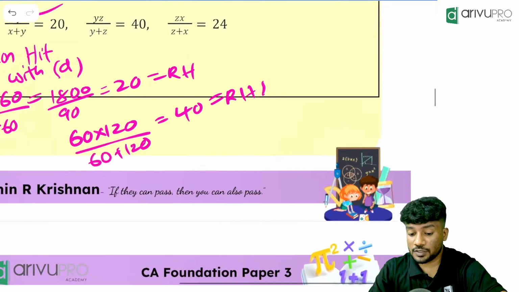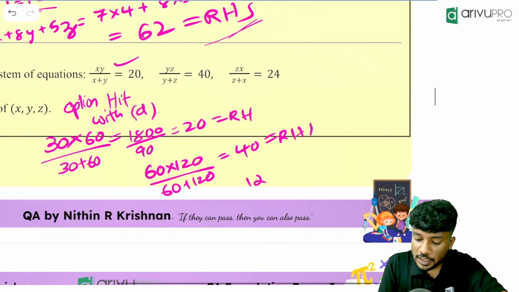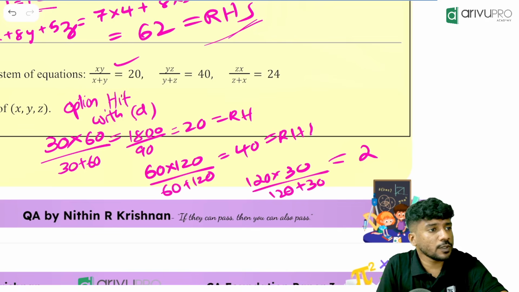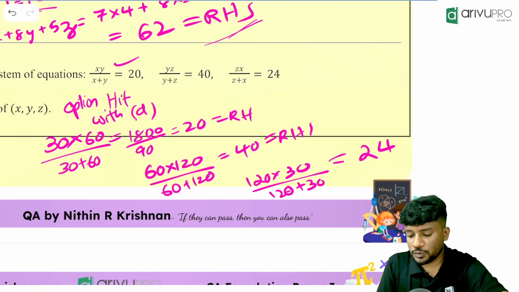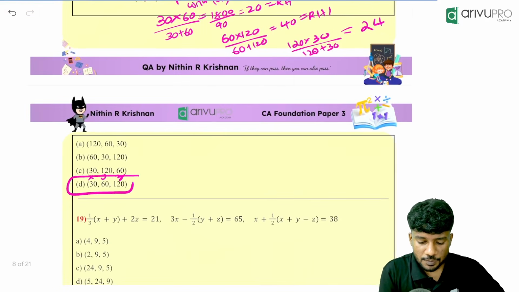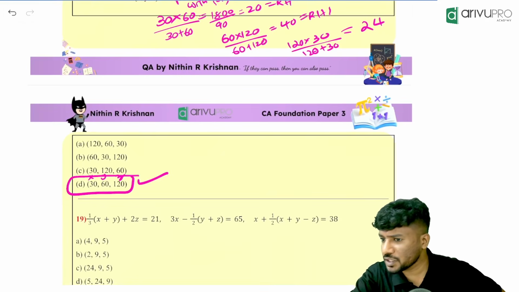Now check the last one. The 120 and 30 is coming, right? 120 into 30 divided by 120 plus 30, which is equal to how much is it coming to be? 24. If it is equal to 24, you will say that what's the answer? Which option is the answer? Option D is the answer. Easier, very easy, just basic math.